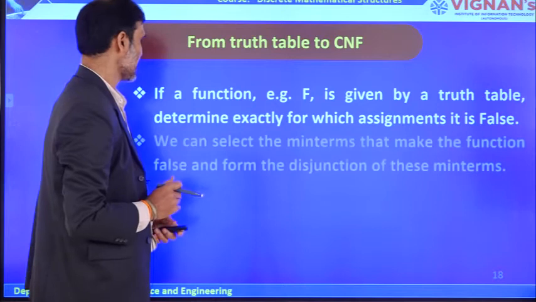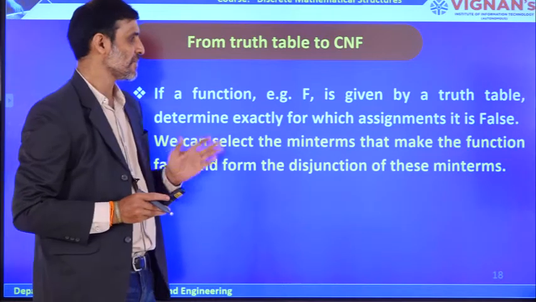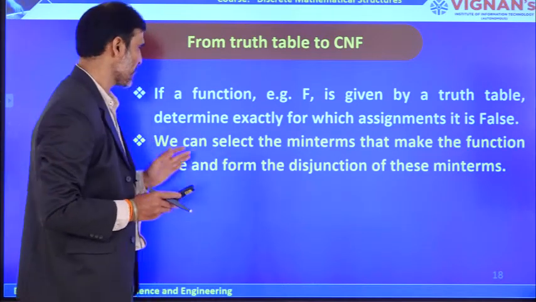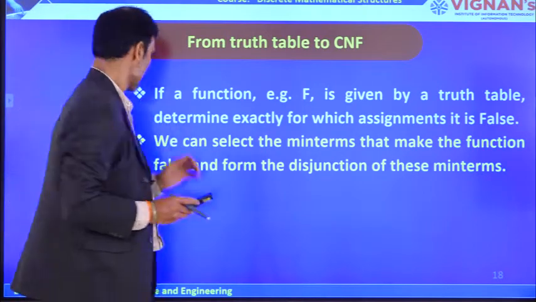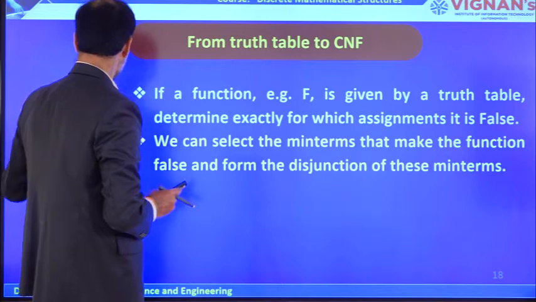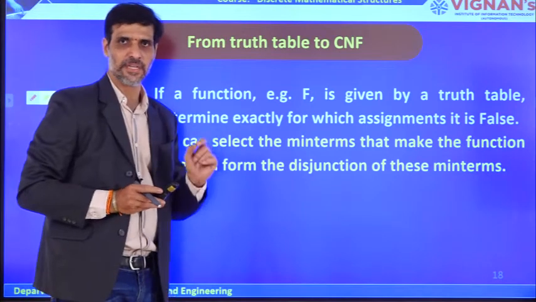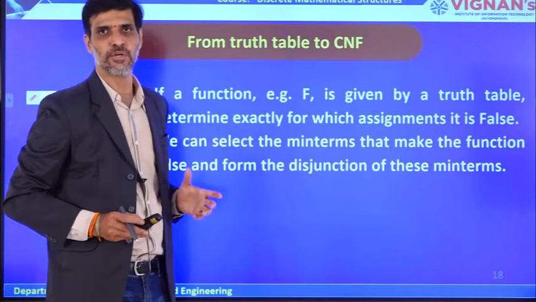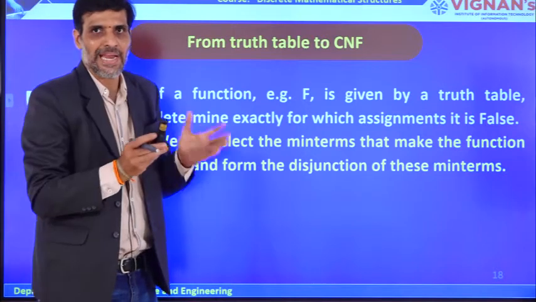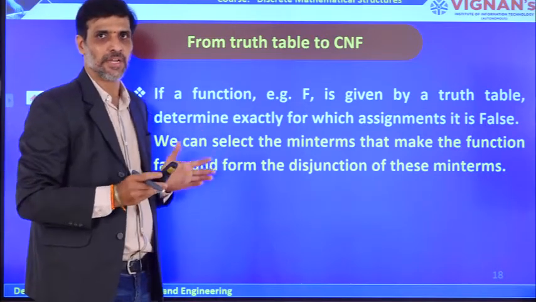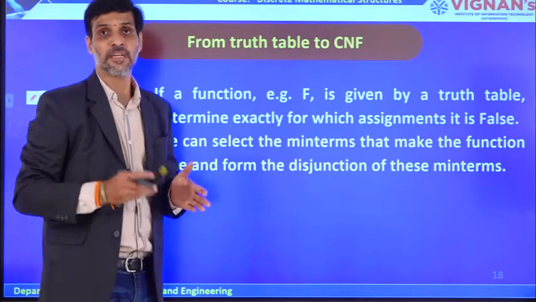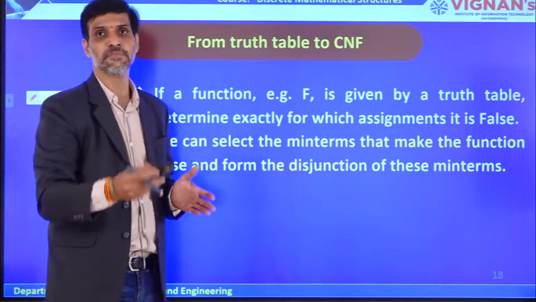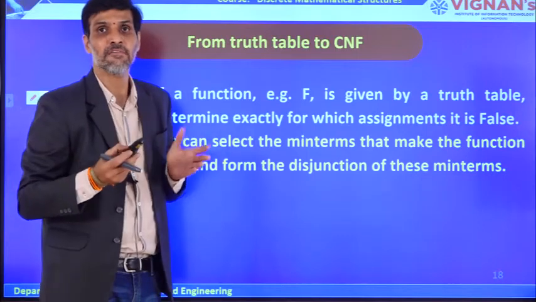Now coming to the second step, we select the minterms that make the function false and form the disjunction of these minterms. In the previous case of converting the given compound proposition into DNF, you identified the minterms for which the assignment is true. Here you need to identify the minterms for which the assignment is false.